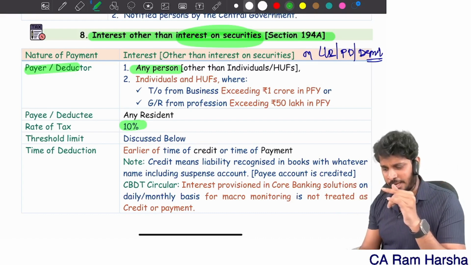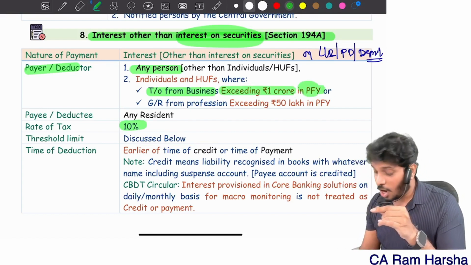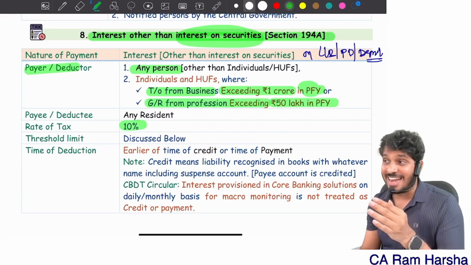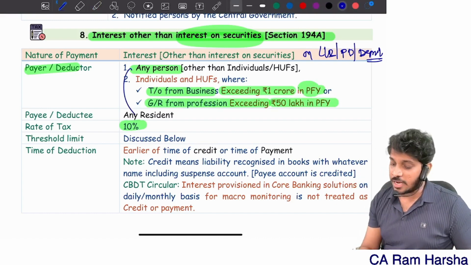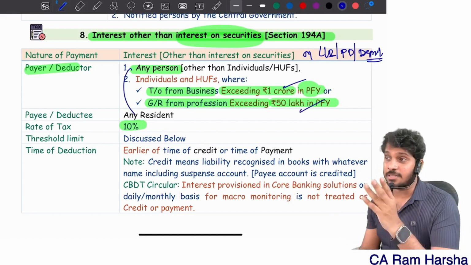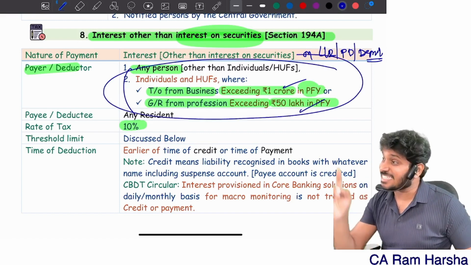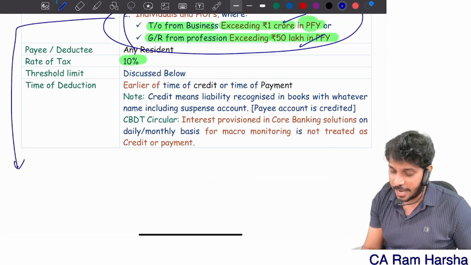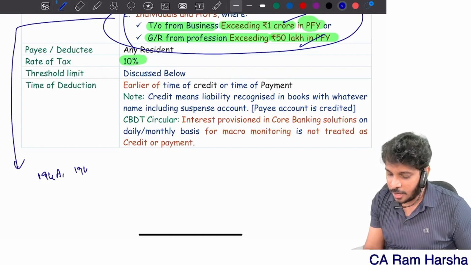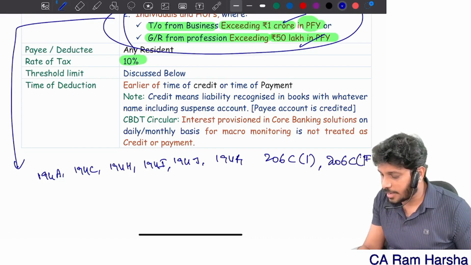For them this section applies only if turnover from business is exceeding 1 crore in the preceding financial year, or gross receipts are exceeding 50 lakh in the preceding financial year. If their turnover or gross receipts are exceeding these limits, then only for individual and HUF it is applicable. This applicability limit is same in these sections: 194A, 194C, 194H, 194I, 194J, 194R, 206C subsection 1, 206C subsection 1F.